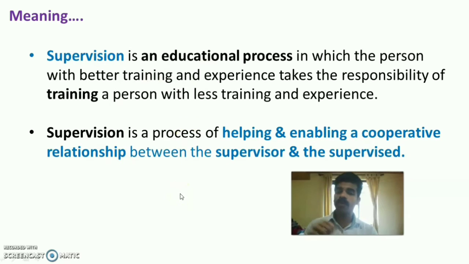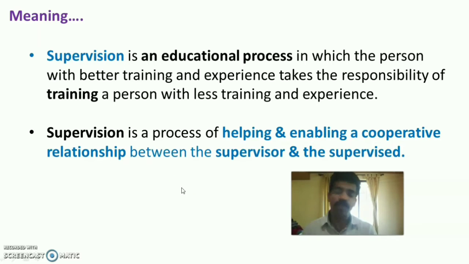In another point of view, supervision is an educational process. Supervision is an educational process in which the person with better training and experience takes the responsibility of training the persons with less training and experience. So, a senior person with more training and experience takes the responsibility to supervise the subordinate, that is, giving training to a person with less training and less experience in the work setting.